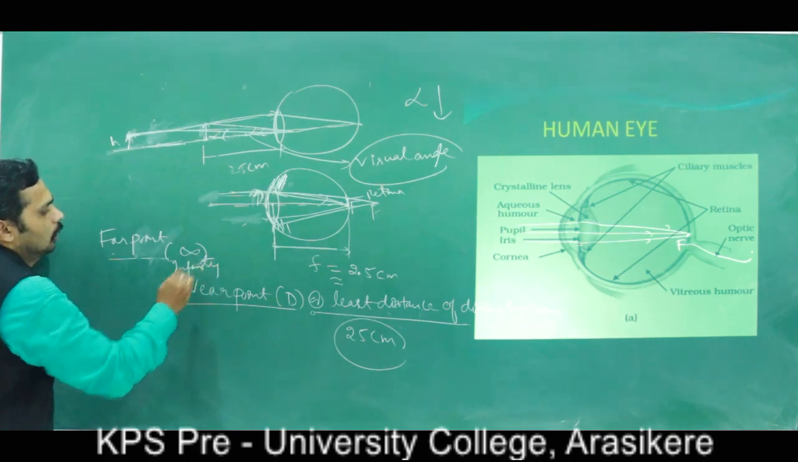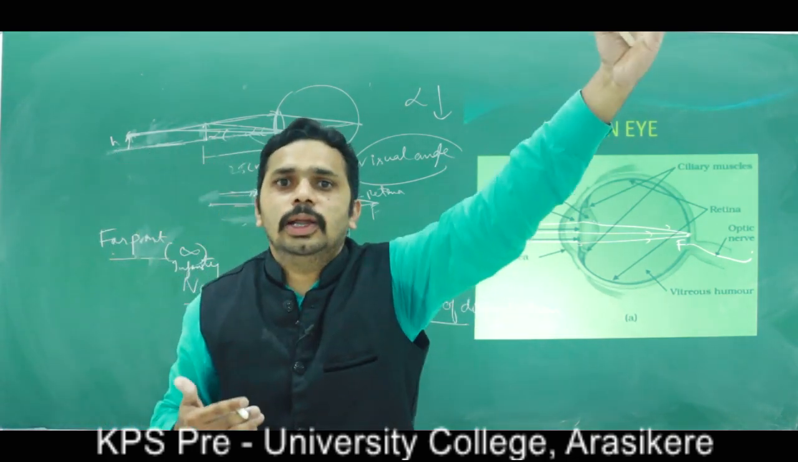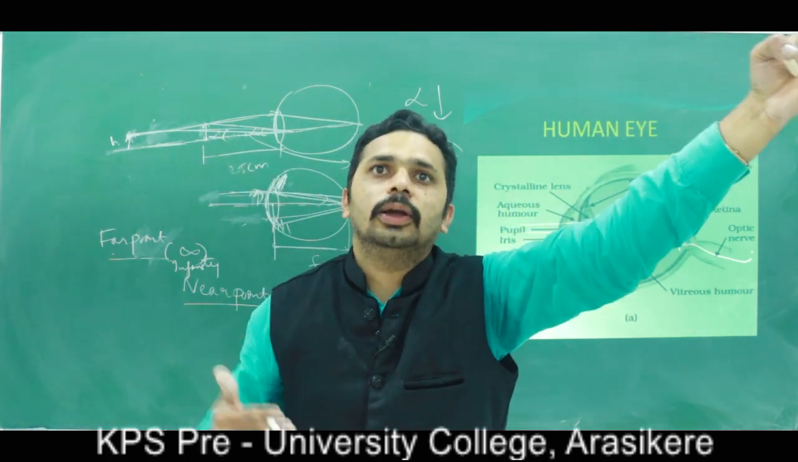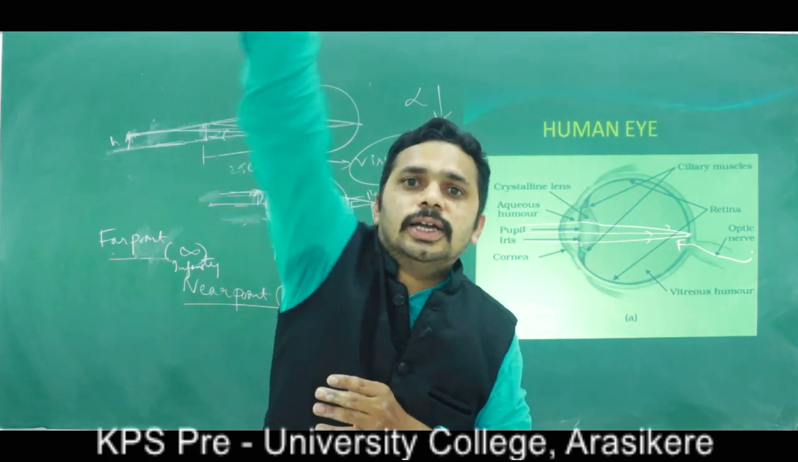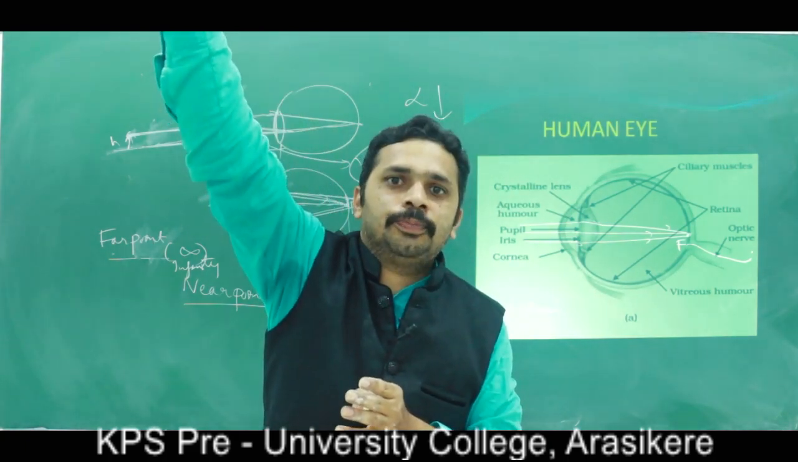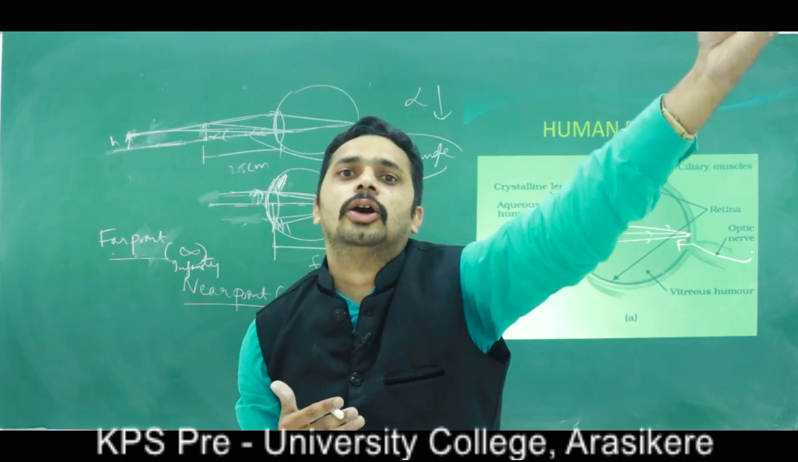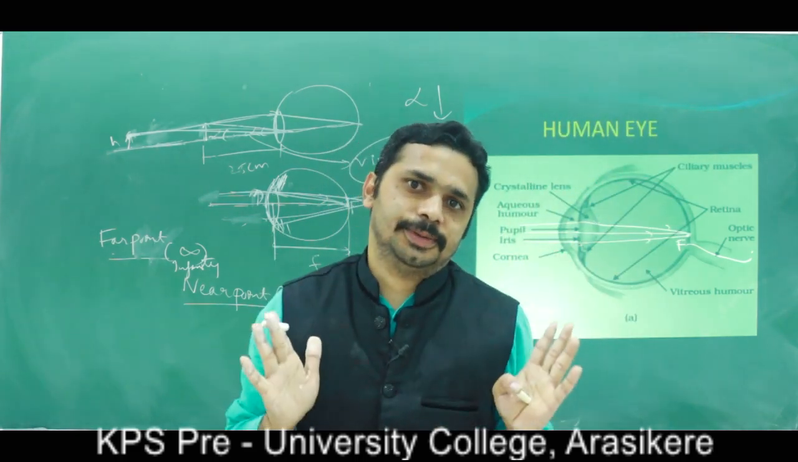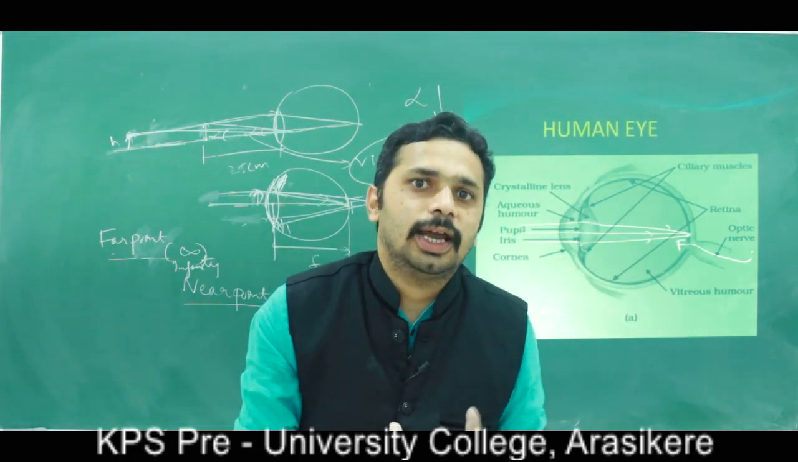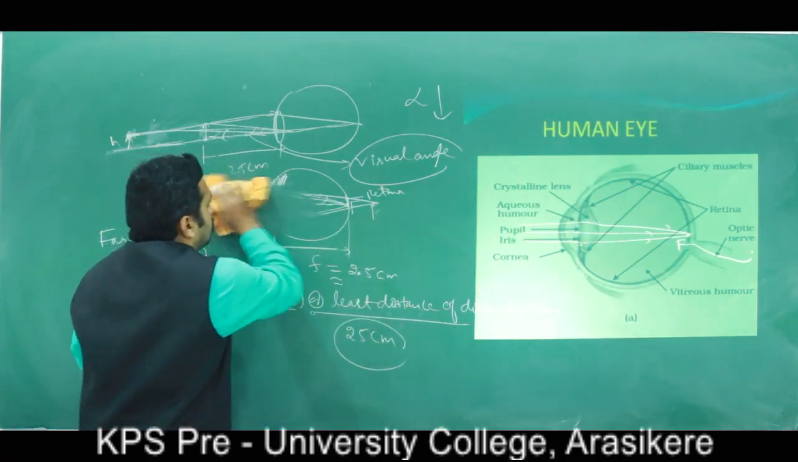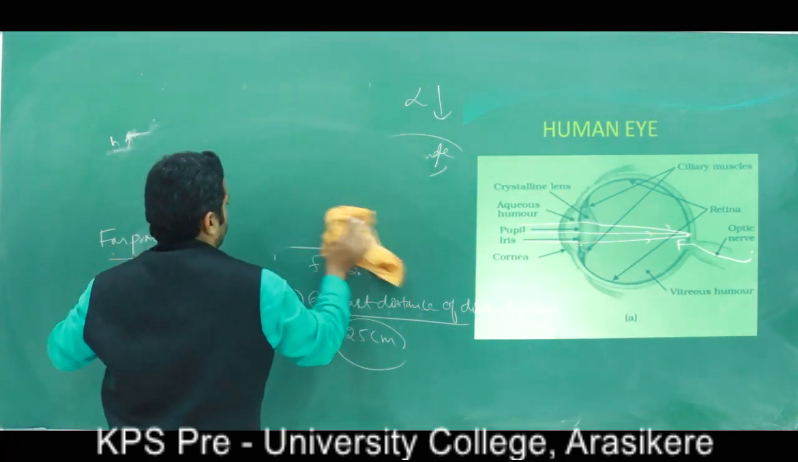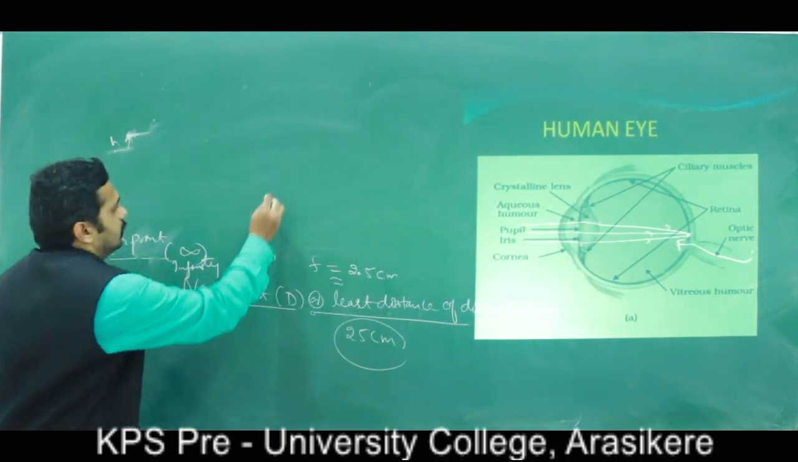Infinity. Very far means how far can we see? Infinity. A star is at infinity, the sun is at infinity. Very far away. That's why, to see the far objects, our eye is relaxed. Look at here, how the eye is relaxed. I am going to explain properly. Look at here, this is the eye.